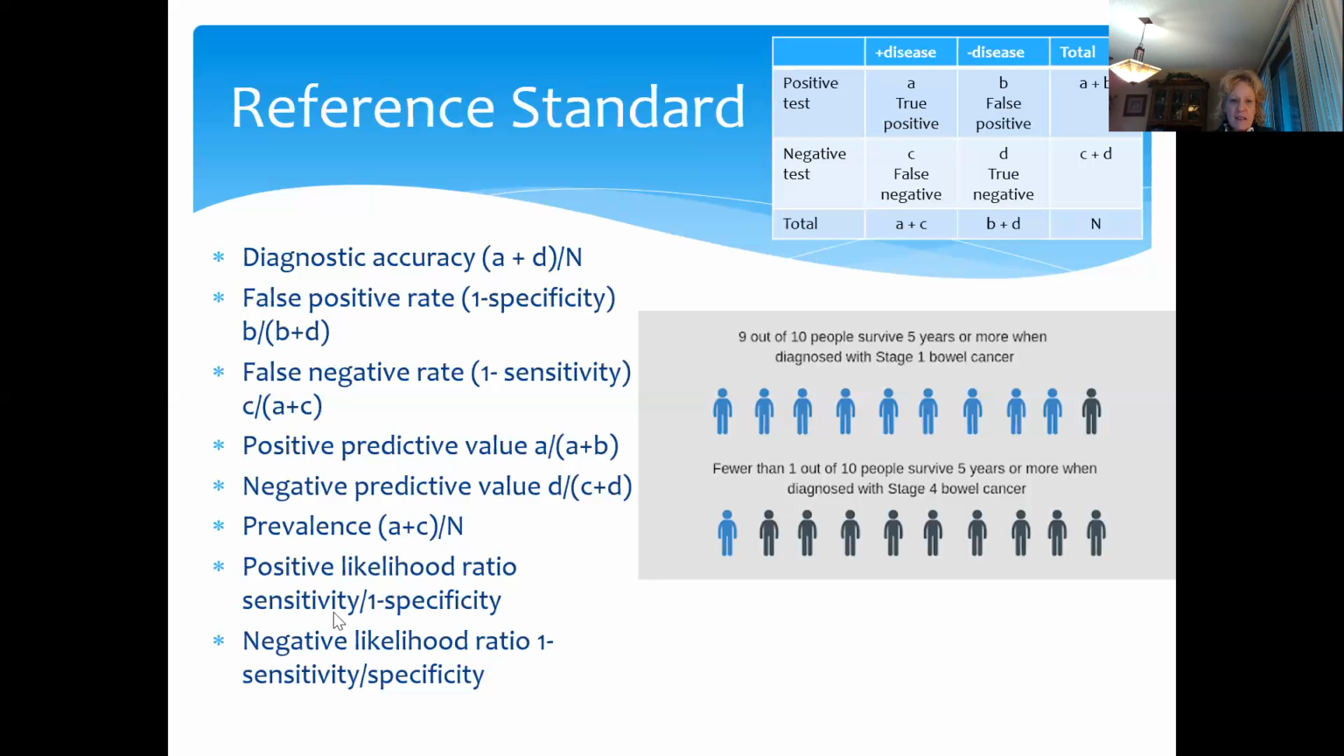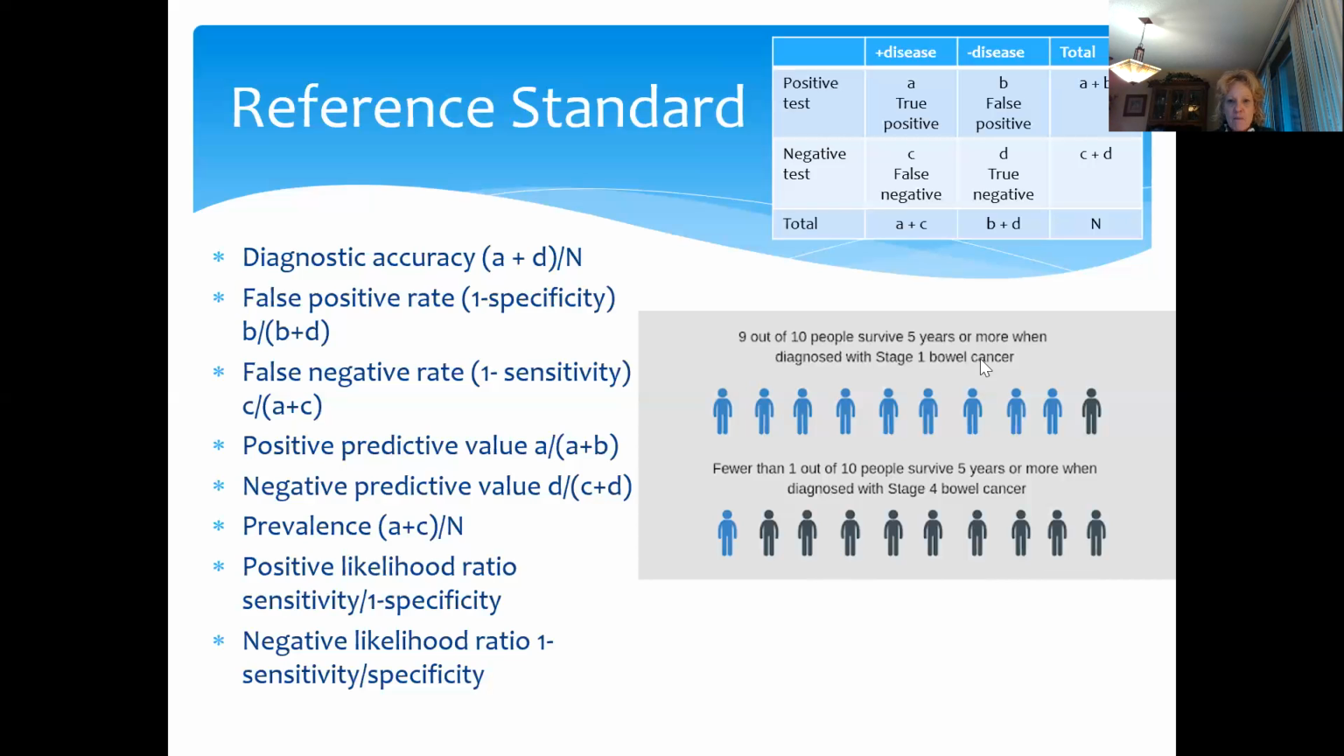And then your positive likelihood ratio would be the sensitivity over 1 minus the specificity. And your negative likelihood ratio would be 1 minus the sensitivity over the specificity. And these are just different ways that you can look at the data when you're trying to make sense of the diagnostic or screening tools that you may be using.